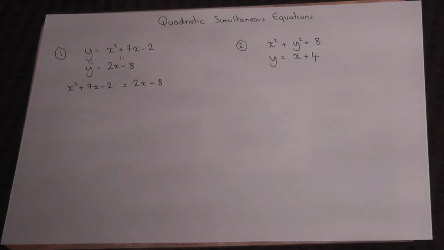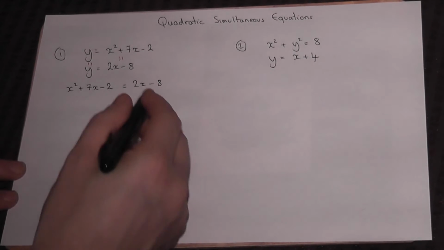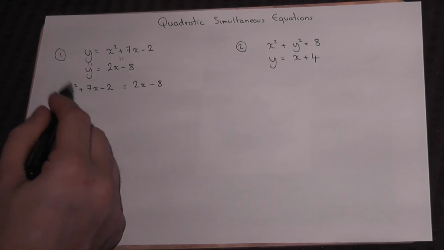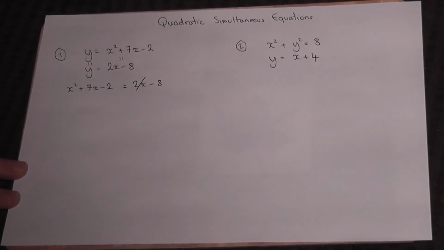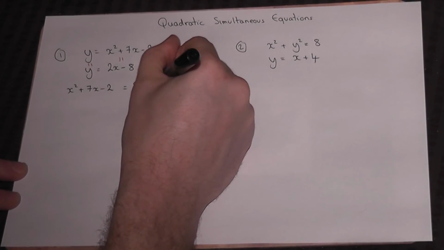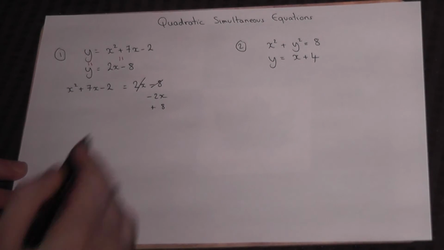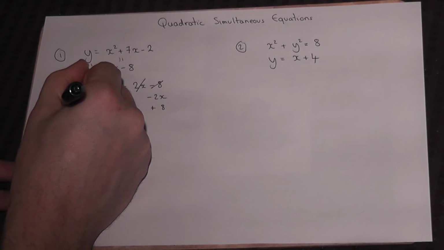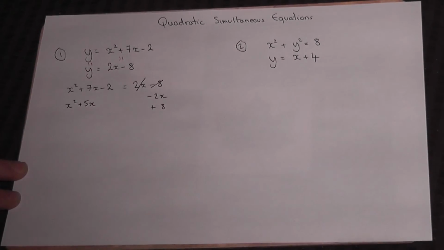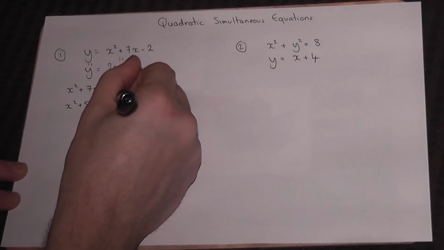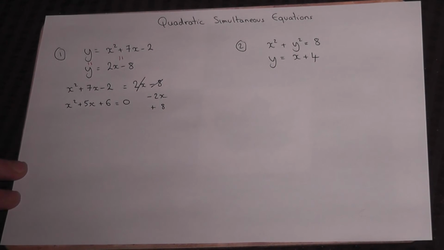Now to solve this sort of equation, you need to get all your terms to one side and have it equal to 0. Now the x squared term's on the left, so I want to get rid of the 2x by taking away 2x. And I want to get rid of the minus 8 by adding 8. But what I do to the right hand side, I must do to the left hand side. So if I take away 2x, I get 5x, and if I add 8, this becomes plus 6, and the right hand side is left as equaling 0.